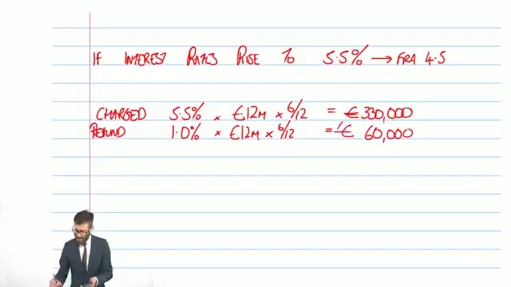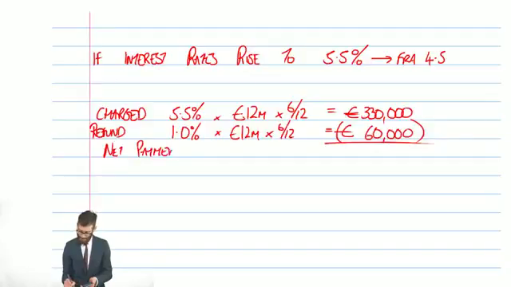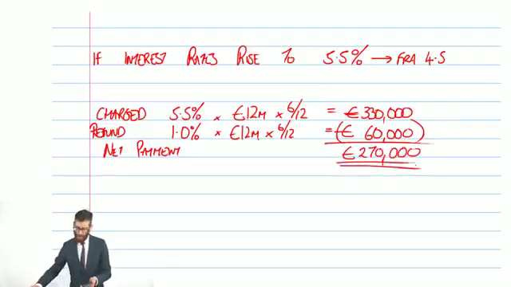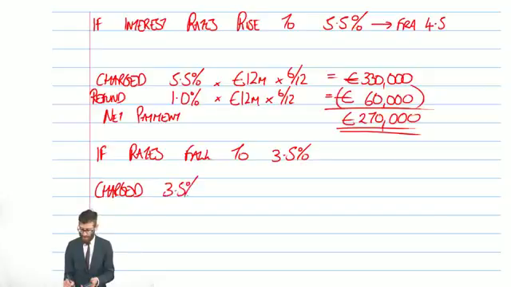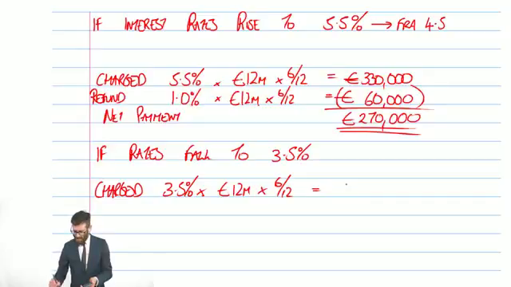And therein means our net payment is 270,000. If the rates fall to 3.5%, then we are charged 3.5% times 12 million times 6/12, which is 210,000.